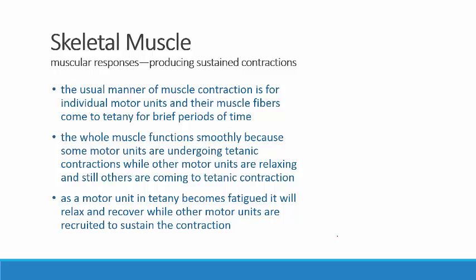So as one or a group of motor units that are working at tetany become fatigued, like we talked about in the last lecture, where they run out of ATP, well then they relax and other motor units are recruited in to sustain that contraction. So the strongest of muscle contractions occur when we bring many motor units to tetany all at the same time. And that allows the whole muscle to contract and creates the movement of any of the bones that are attached to that muscle.